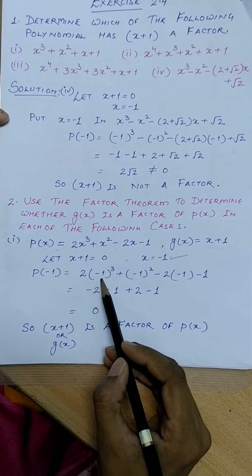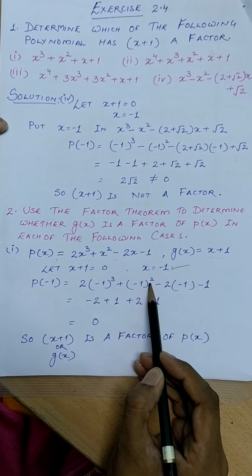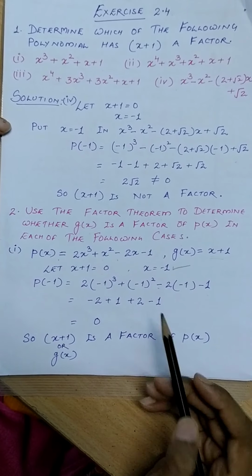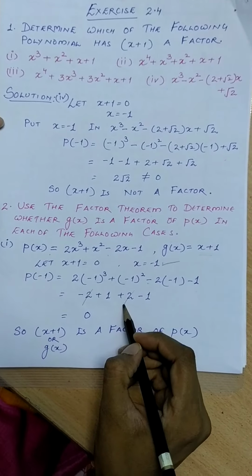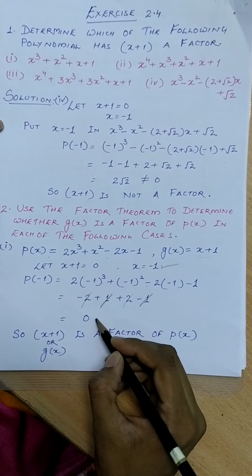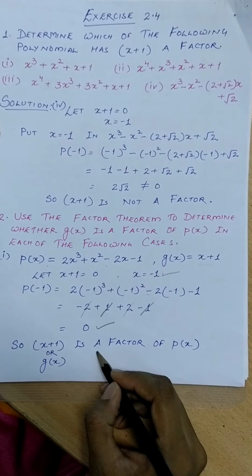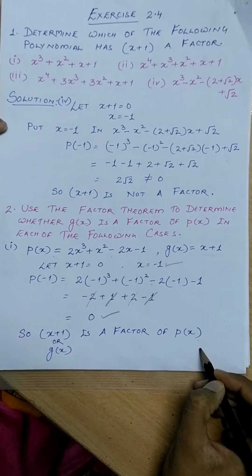So, we'll get 2(minus 1) whole cube plus (minus 1) whole square minus 2(minus 1) minus 1. When you solve it, the minus 2 and 2 will cancel, 1 and minus 1 will cancel, and 0 will come. It means x plus 1, or we can say g(x), is a factor of p(x). It's clear?